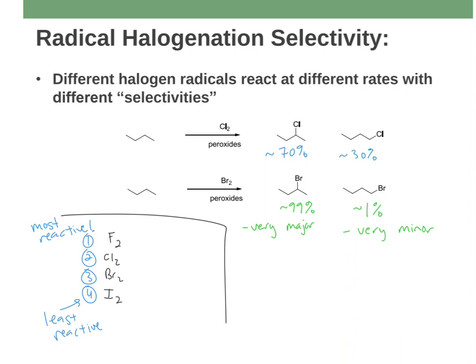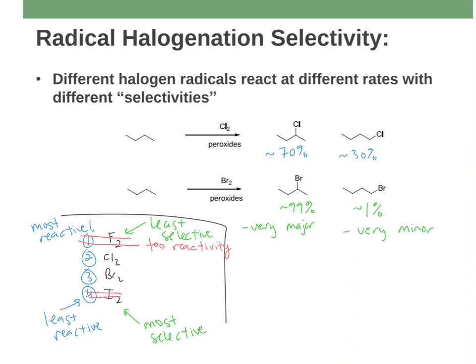And as you might imagine, that is the inverse of the selectivities. So if you take a look at these, the most selective one in theory would be iodine, because it's the slowest, and the least selective definitely is fluorine. But what we see here is that we don't really use fluorine because it's too reactive. There's no selectivity at all. And it's super dangerous, really, really dangerous.